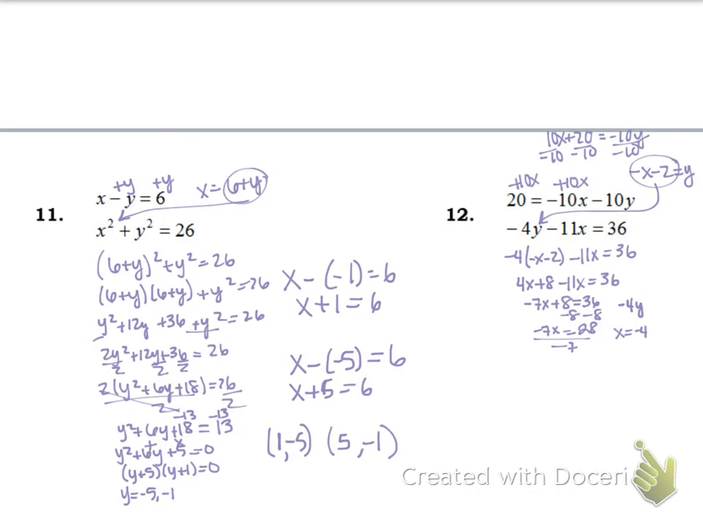Again, plop it into one of your originals, just in case you did something where you solved and messed up. Always pop it into your original, make it a little bit easier in case you did make a mistake. Okay, so if I plop it in my second one, I got negative 4y plus 44 is equal to 36. Subtract 44. Get negative 8. Divide by negative 4, we get 2. So my points that they would run into each other is negative 4, 2.